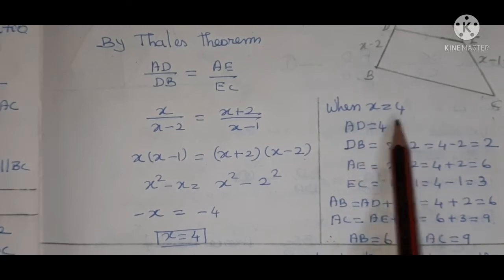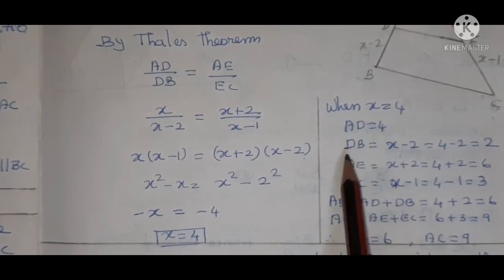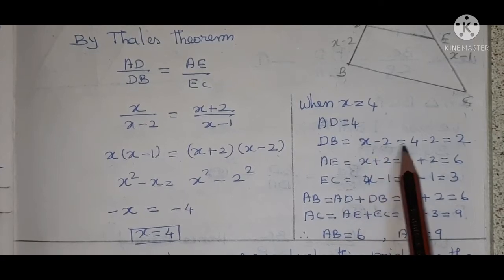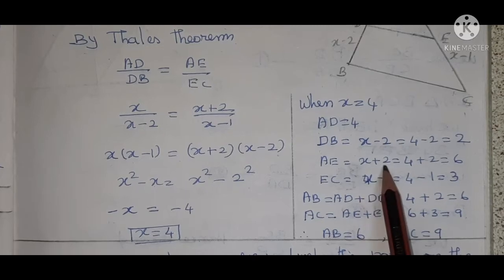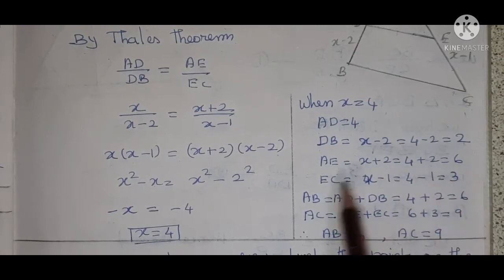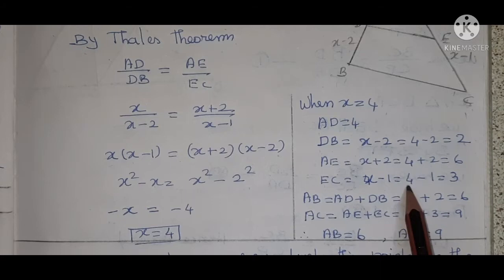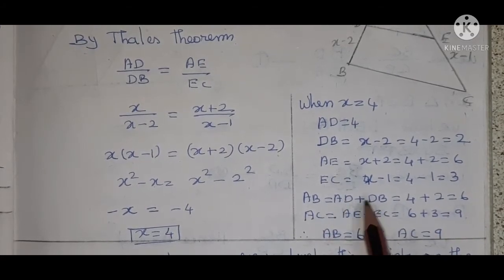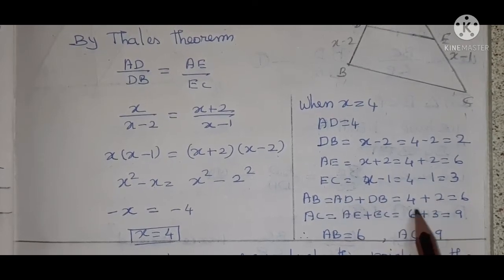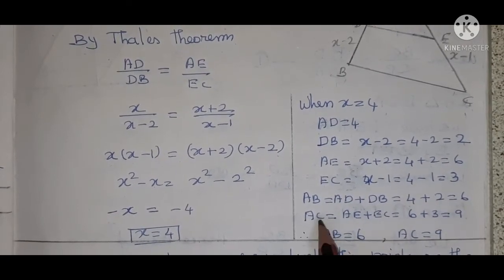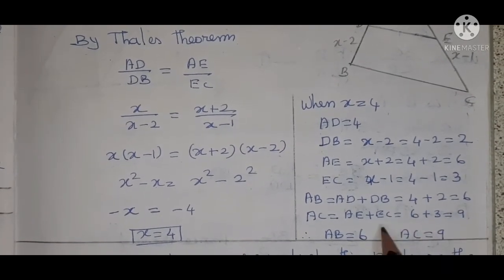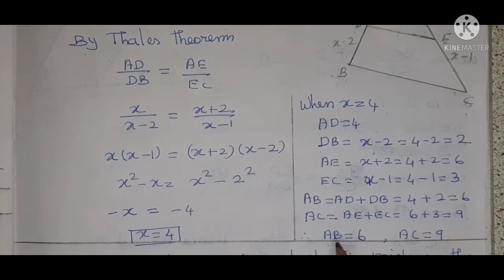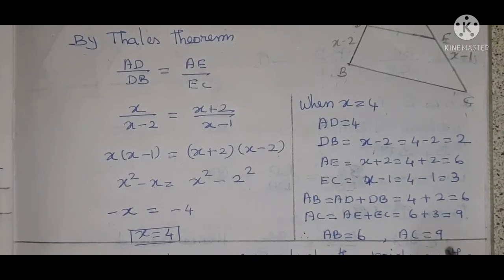When x is equal to 4, AD is x, so AD is 4. DB is x minus 2, 4 minus 2, that is 2. AE is x plus 2, 4 plus 2 is 6. EC is x minus 1, 4 minus 1, that is 3. AB is AD plus DB, 4 plus 2, 6. AC is AE plus EC, 6 plus 3, 9. Therefore, AB is 6 and AC is 9.